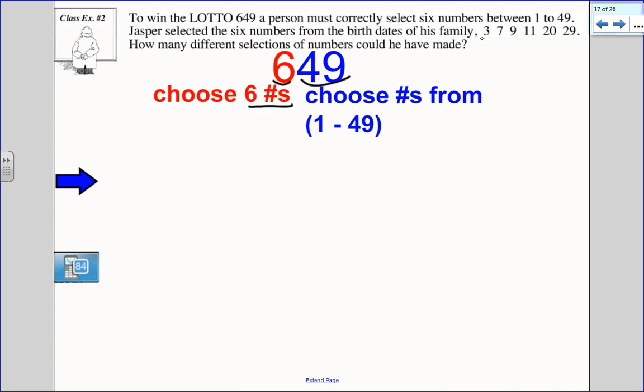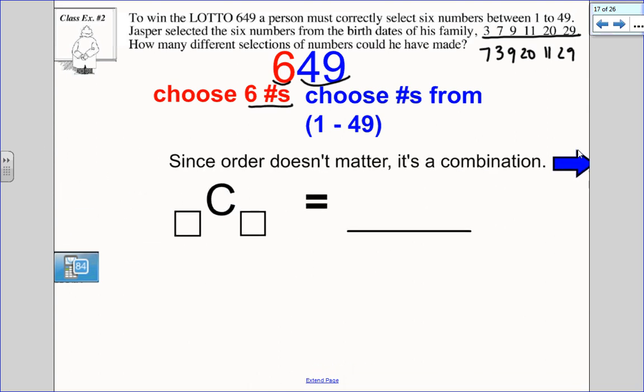Now, let's say that you do what Jasper did. He selected birth dates from his family. So he selected these numbers here. Now, when they pick the numbers, if those are the numbers he selected, he would still win the lottery if the numbers picked were in this order. So for lotto tickets, the order does not matter for this particular lotto system. Okay, so it's a combination.